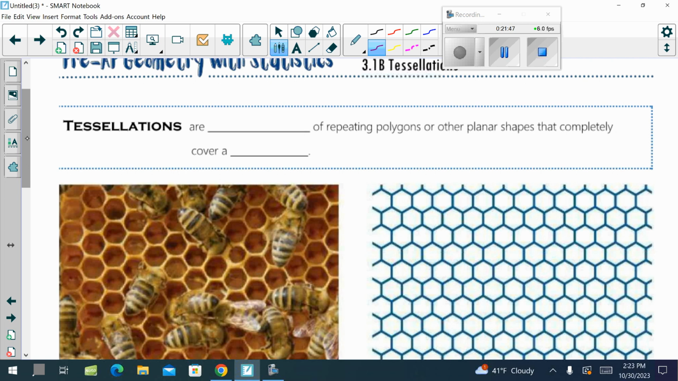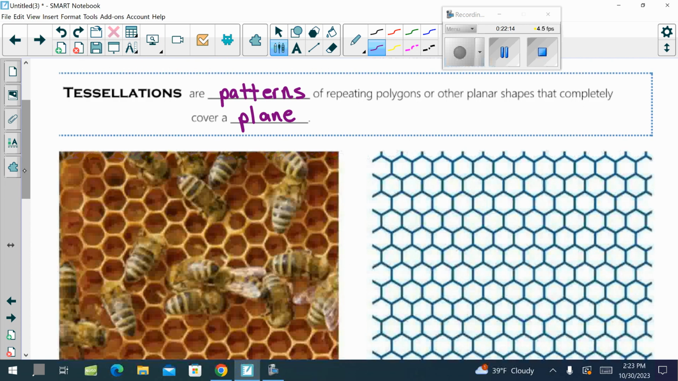All right, so tessellations are patterns of repeating polygons or other planar shapes, in the same plane, that completely cover a plane. So we repeat the same pattern over and over and over again. So the first one, we've got a beehive on the left, we got a pattern on the right.